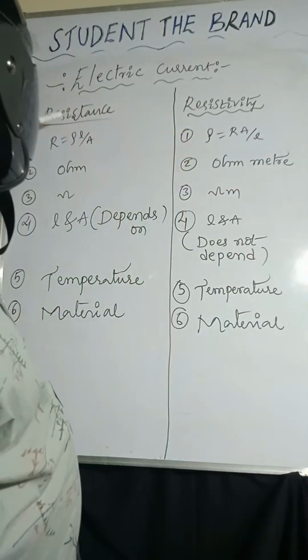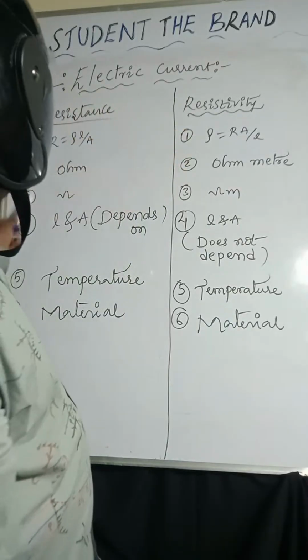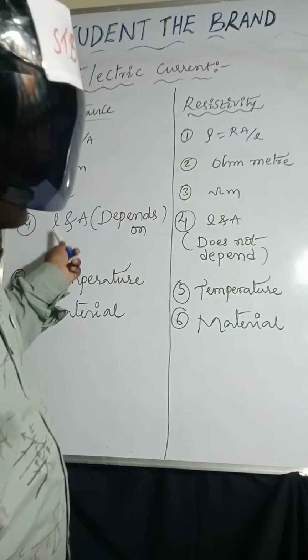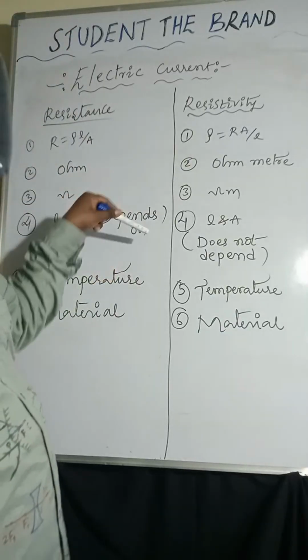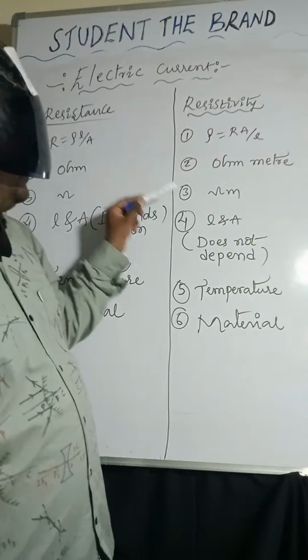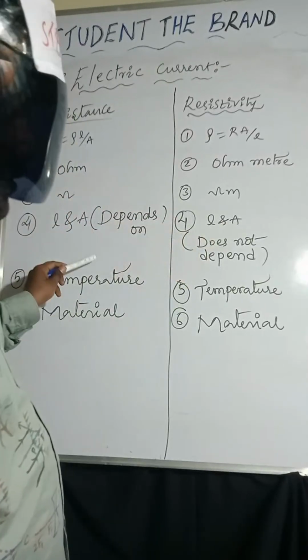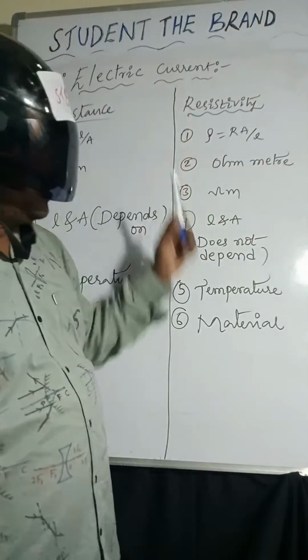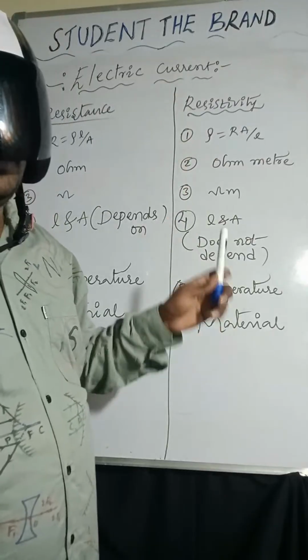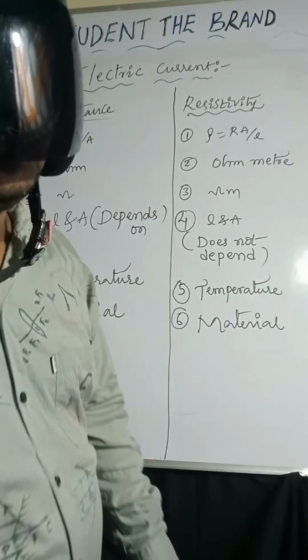The SI unit of resistance is ohm, and resistance depends on length and area of the cross section. Resistivity does not depend on length and area of the cross section. Resistance depends on temperature and material. Resistivity depends on temperature and material, right? Yes.